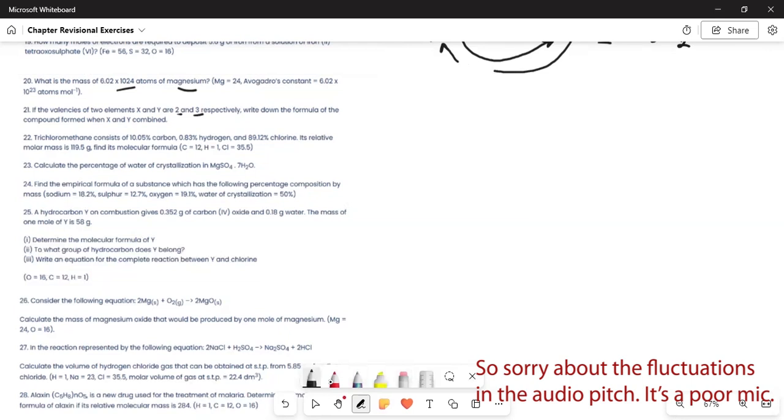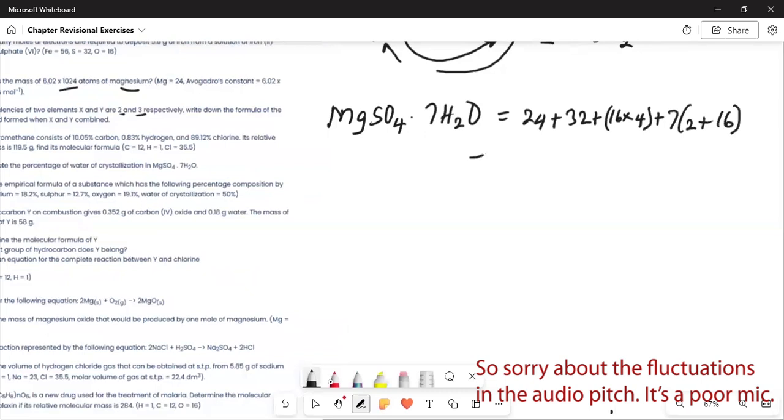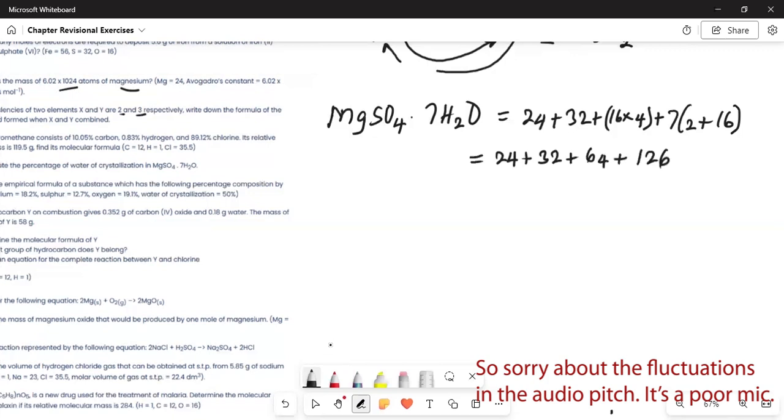Question 23 says calculate the percentage of water of crystallization in magnesium sulfate heptahydrate. First, the molecular mass of magnesium sulfate heptahydrate, and that we can get by summing up the relative atomic masses of all the component elements. Magnesium is 24, so 24 plus sulfur is 32, plus oxygen is 16 times the 4 atoms there, then plus this 7, the hydrated water here. The 7 affects both hydrogen and oxygen. So let me put it like this, 7 times hydrogen is 1, multiplied by the 2 atoms, that is 2, then plus oxygen 16. So we have 24 plus 32, plus 16 times 4, 64. Then plus 2 plus 16 is 18, 18 times 7, 126. Adding all this together, that is 246.